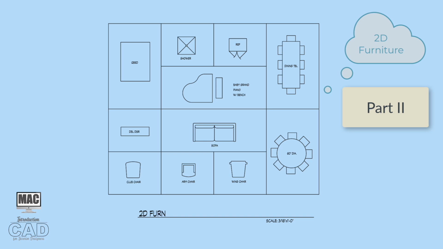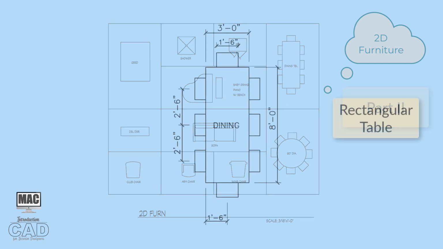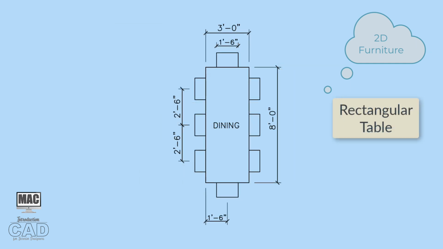This video is part 2 of the 2D top view furniture exercise drafted in Mac AutoCAD. Part 1 demonstrated how to draft the queen-sized bed, the double dresser, the 36-inch square shower, and the side-by-side freestanding refrigerator. Let's get started with the rectangular large dining room table.